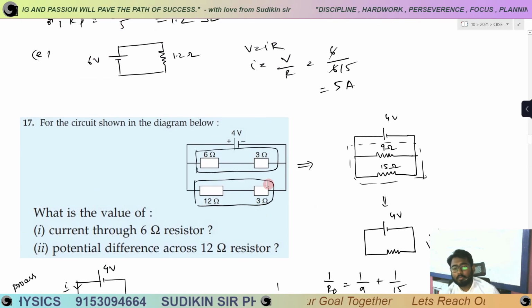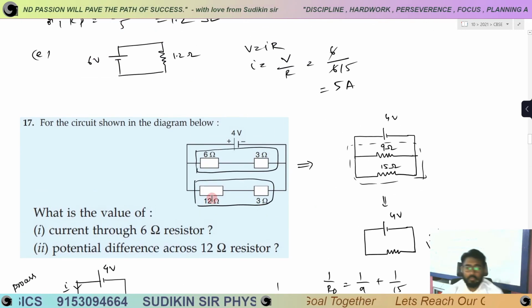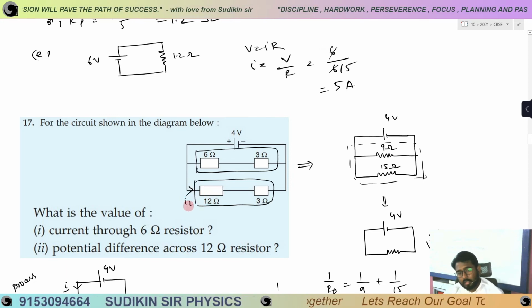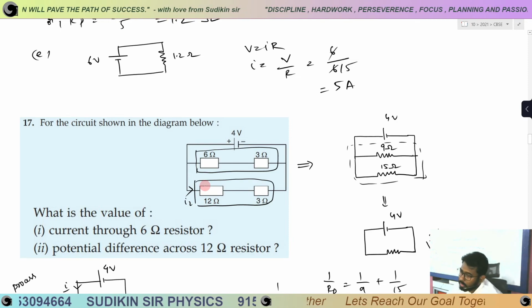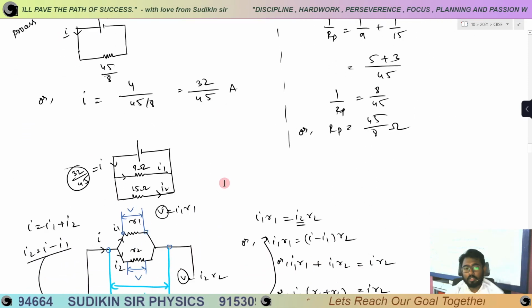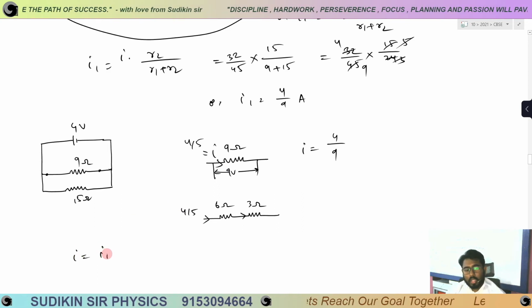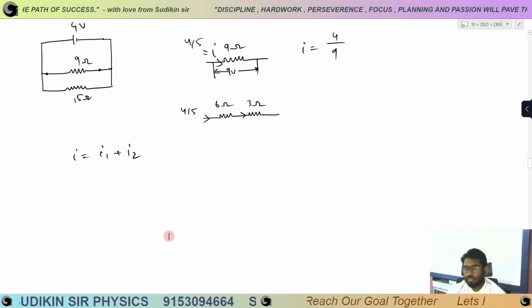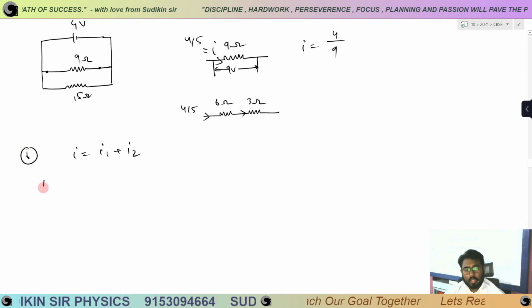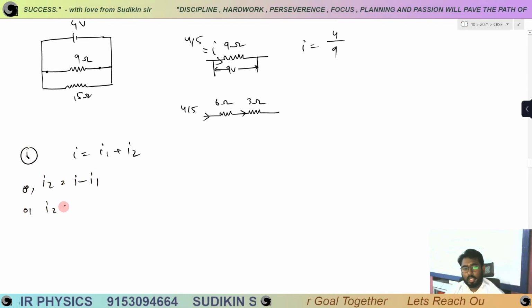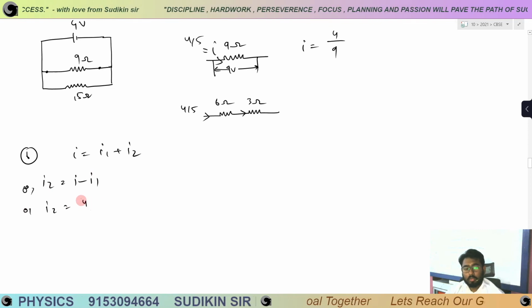Next question is potential difference across 12 ohm resistor. So where is the 12 ohm resistor? Here is the 12 ohm resistor. So if I find out the current through this branch, and if I multiply the current with 12 ohm, then I am getting the voltage across that. So first we will find out I2. Now we have already found out I1, right? We know I equals I1 plus I2. So can I say that I2 equals I minus I1? Can I say that? Or can I say I2 equals, I is 32 by 45, right?